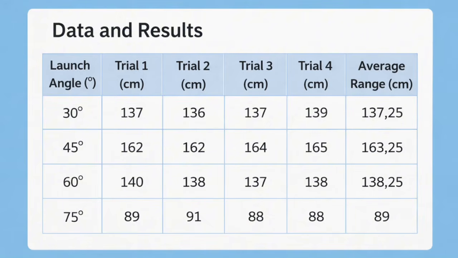After each launch, I looked at where the ball first touched the surface and measured the distance from the starting point. While doing the experiment, I tried to be careful with both the angle and the measurements. Even small changes could affect the results, so repeating the trial helped me get better data. After collecting all data, I calculated the average range for each angle.